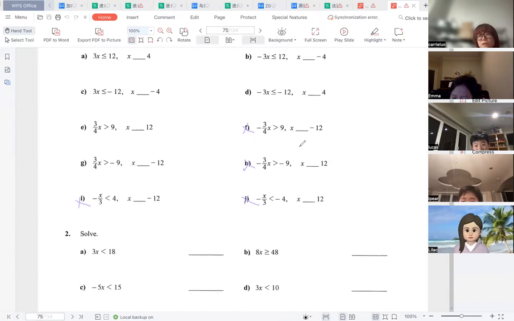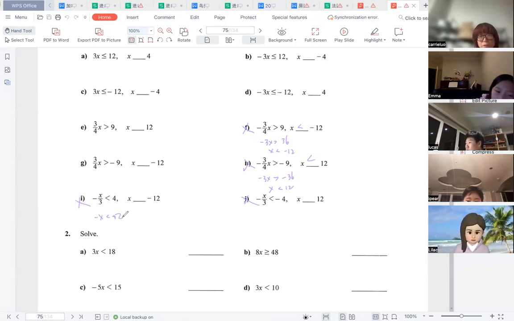Okay, so let's take a look at these last questions. So times 4, so it equals negative 3x is bigger than 36, right? Divided by negative 3, x is smaller than negative 12, so smaller than. Next one, times 4, so negative 3x is bigger than negative 36, so x is smaller than 12. Bigger than negative, but it's negative, right? So negative x is smaller than 12, so x is bigger than negative 12. Last but not least, negative x is smaller than negative 12, so x is bigger than positive 12.